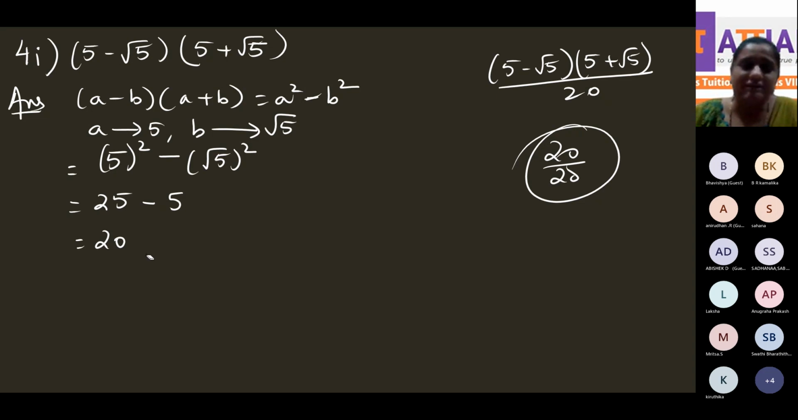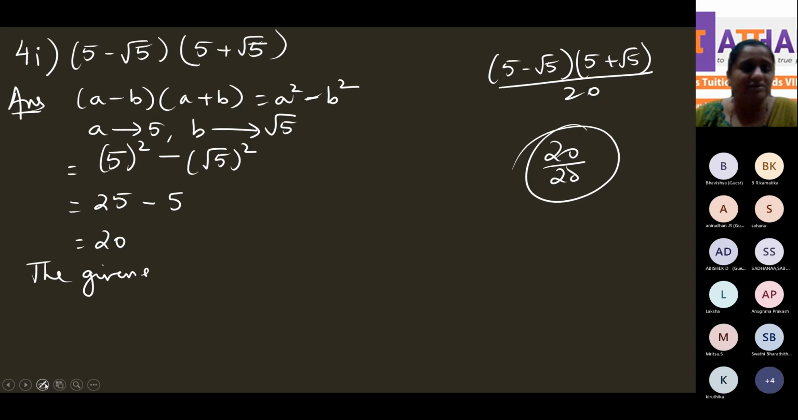So 20. And what is 20? It's 20 by 1. Integer by integer. The numerator 20 is an integer. The denominator 1 is also an integer. Integer by integer is a rational number. Therefore, the given expression is rational.